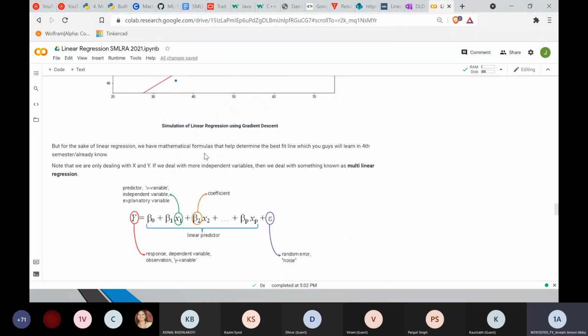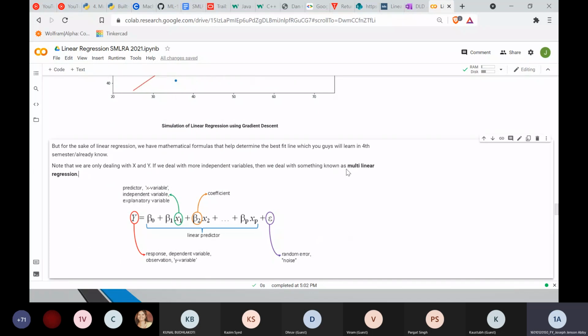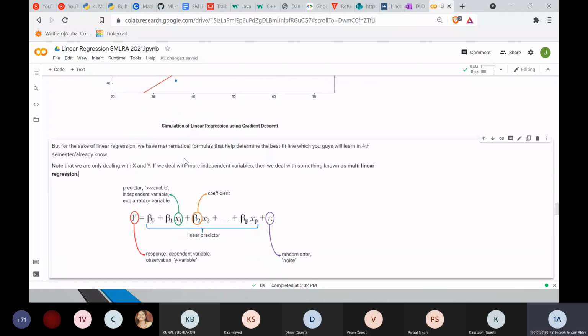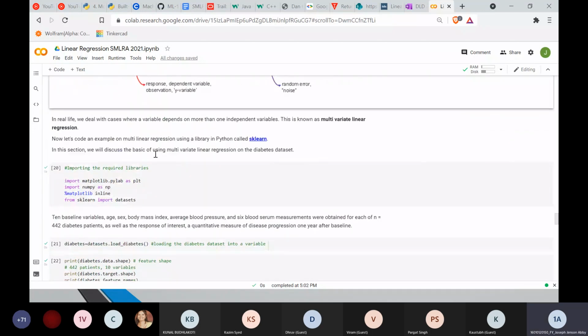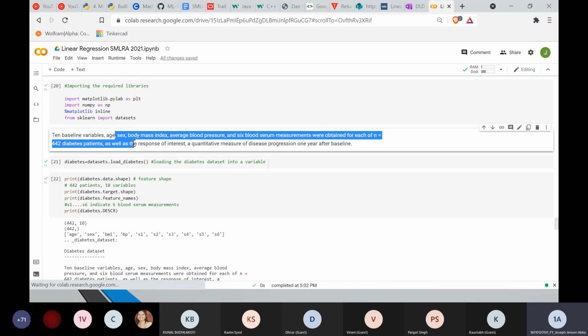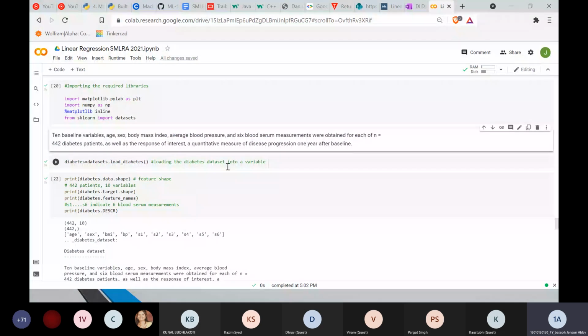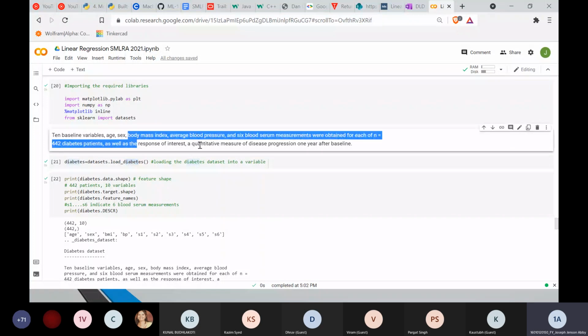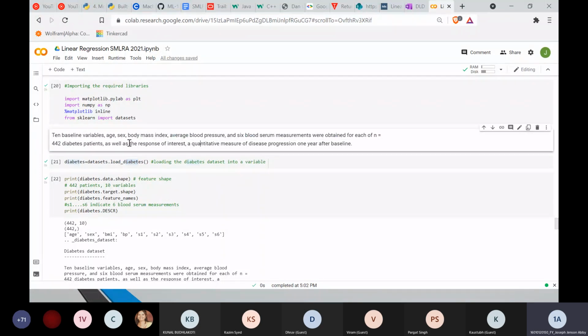That was linear regression. This is multilinear regression, so multiple variables. All right. We have a code here, and we have taken a data set of diabetes. Basically, we have to measure how diabetes is getting worse over time for multiple people, right? So it is disease progression. We have used linear regression for disease progression.